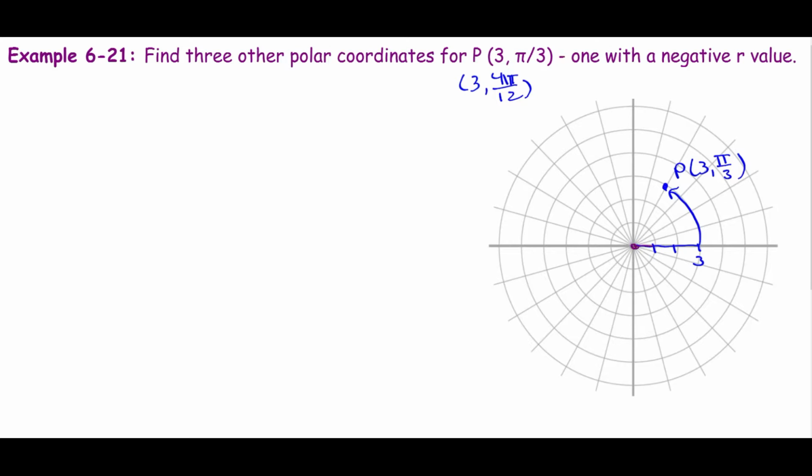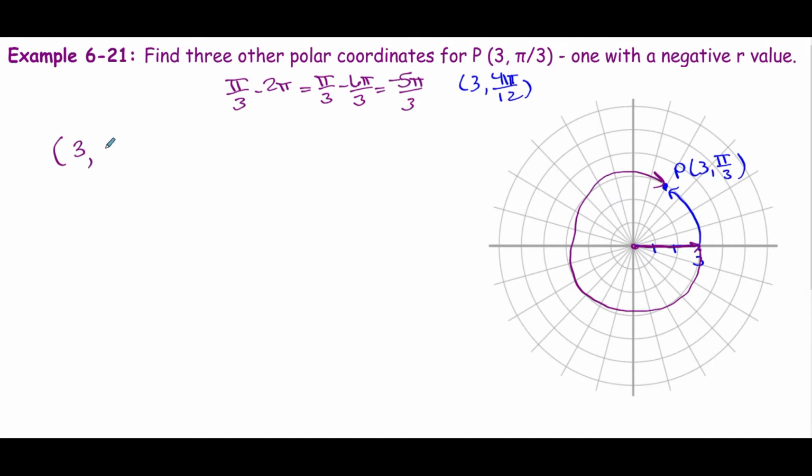So if I start here and I come out again to positive 3, then I want to rotate in the negative direction, clockwise around to that. Remember, that would be the rest of the circle. So in order to find that angle, I'm going to take pi over 3 minus 2 pi, which is pi over 3 minus 6 pi over 3, which will give us negative 5 pi over 3. So another set of coordinates which would get me to the same point would be 3, negative 5 pi over 3.